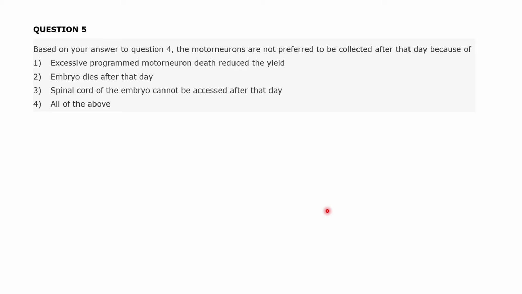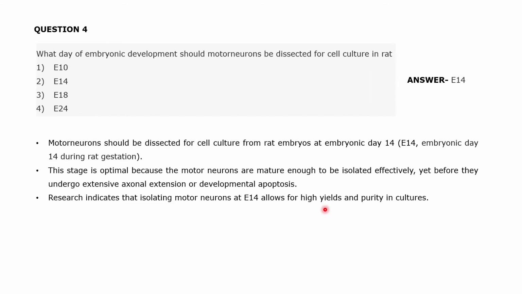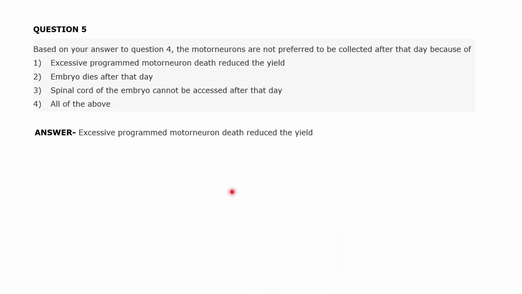Okay, so I will just give you the answer. The answer to the question is excessive programmed motor neuron death reduces the yield. You can see that in the previous slide. After embryonic day 14, where the motor neurons are to be extracted, if you follow up to the next day, then it undergoes extensive axonal extension or developmental apoptosis. It starts to die out. The programmed death is called apoptosis, right? If it is unnatural death of the cell, then it is called necrosis. So programmed death or apoptosis happens, which reduces the yield.